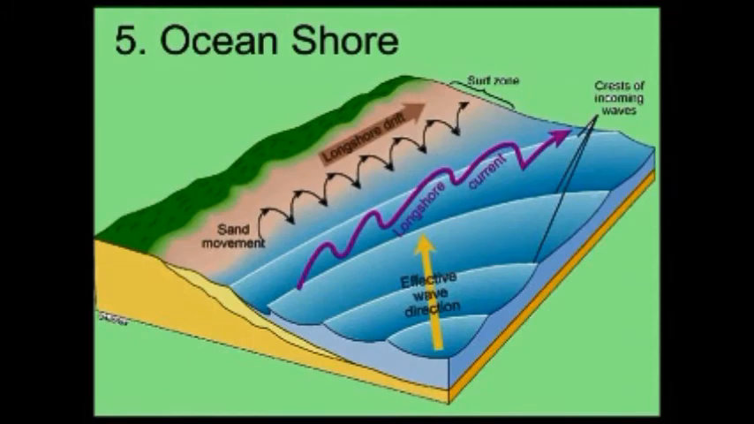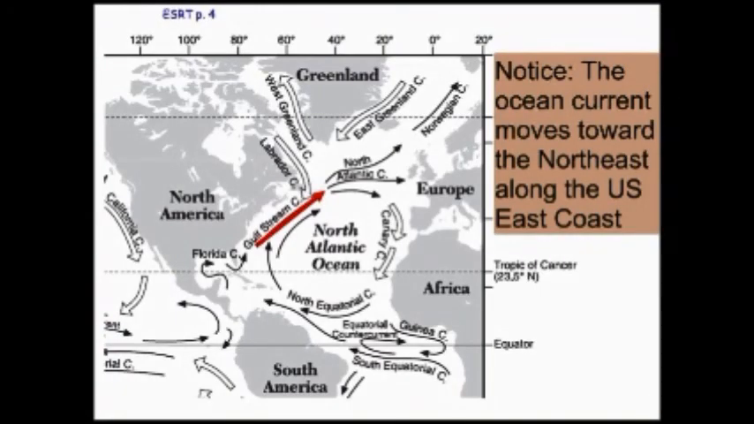The fifth environment that we'll consider is an ocean shore environment. Now, the basic motion of water here is back and forth on the beach where the waves are, but there's also this thing called the longshore current, which moves sediment in one direction up the coast. In our part of the world, you can see in this red arrow, all of the longshore currents are going to be moving towards the northeast up the east coast. But in other parts of the world, that's not necessarily the case.